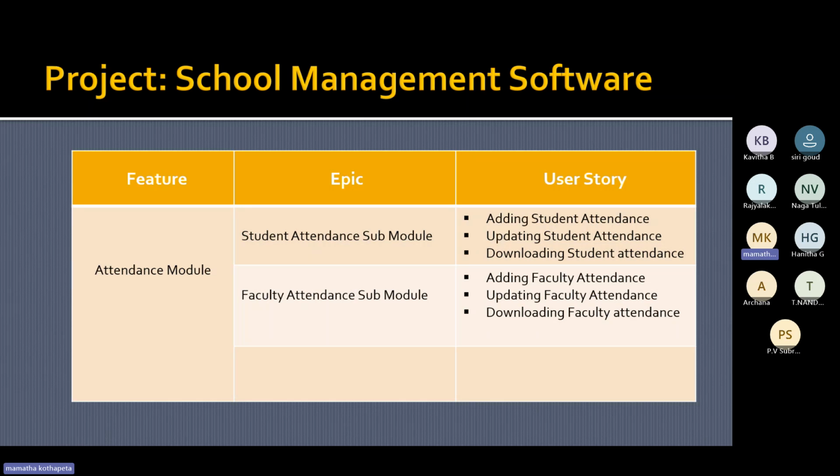He should have separate privileges compared to a student. He can add the faculty name and attendance. He can update if someone is not in today, someone is absent, they can update the faculty attendance. If somebody wants to download faculty attendance, they can do it. So this is how the actual feature, Epic and user story is divided.